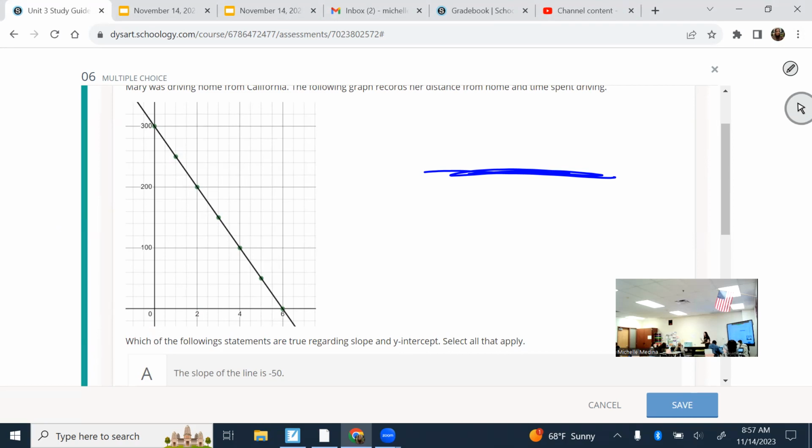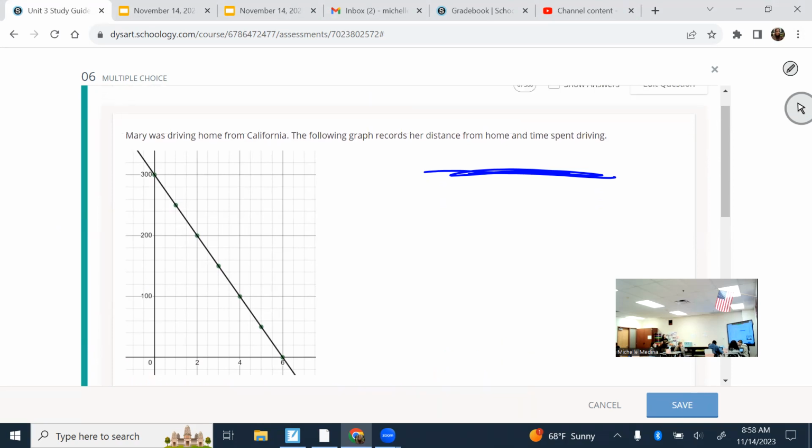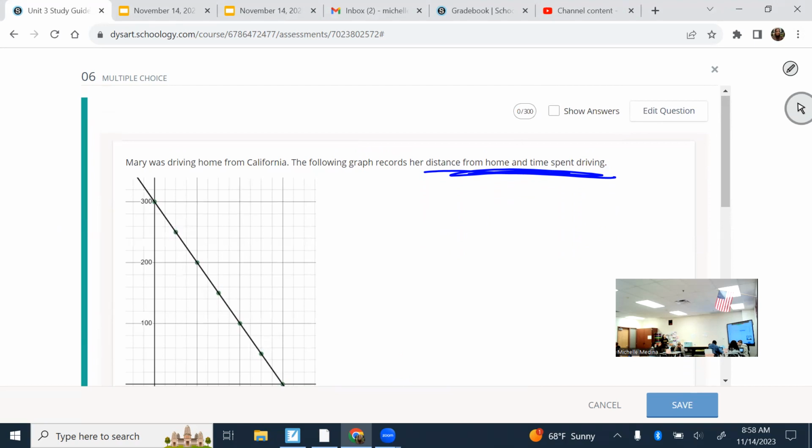What's independent should go on your X. What's dependent should go on your Y. So what depends on what in this situation? Does her distance from home depend on how long she's been driving? Or is how long she's been driving depending on her distance from home?